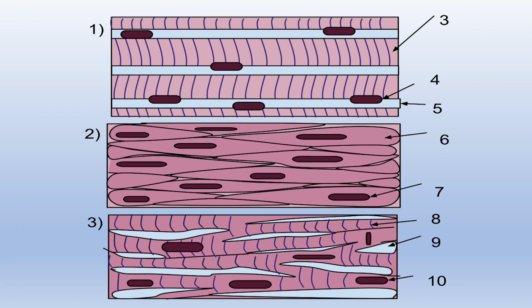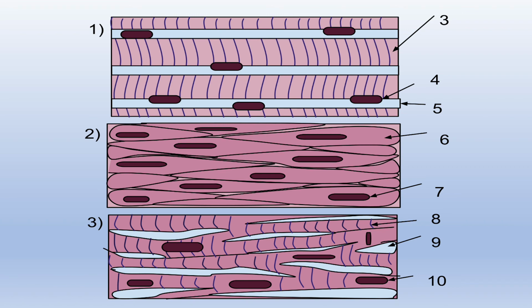The second illustration is showing short spindle-shaped cells with no striations and one centrally located nucleus. Can you guess the type? It is smooth muscle. The third illustration shown at the bottom is branched, striated with one nucleus in the center and has a distinctive feature called an intercalated disc. I hope you recognize the cardiac muscle.